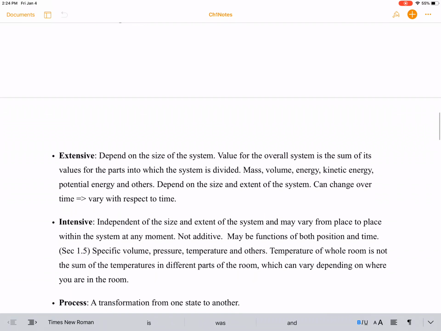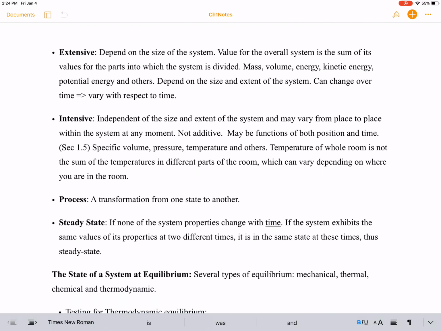There are two classes of properties. We have extensive properties, which depend on the size of the system. The value for the overall system is the sum of the values for the parts into which the system is divided. So what this means is if I have a certain volume and it has a certain mass to it, and this is my system, now I double the size of the system, then I double the size of the mass, double the size of the volume, and so on. That's extensive properties. So extensive properties depend on the size of the system.